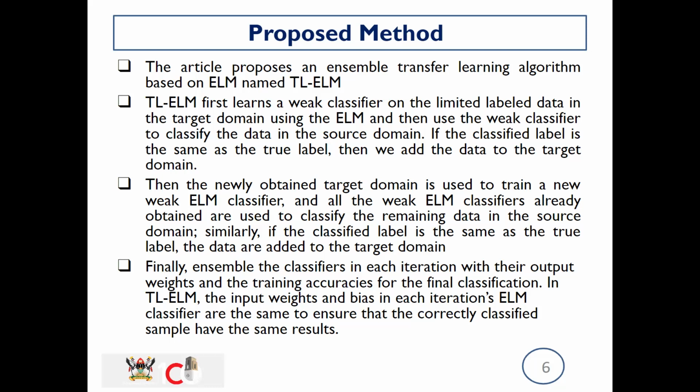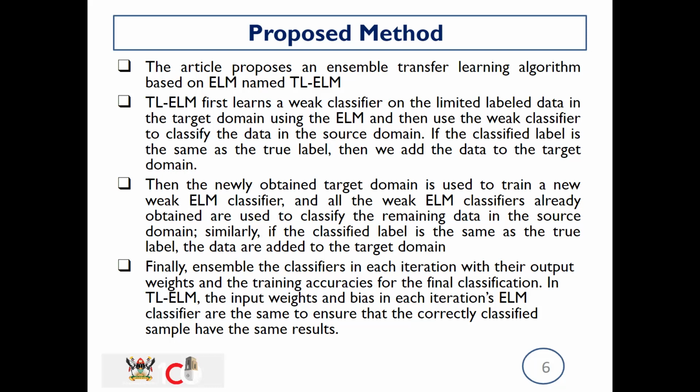The newly obtained target domain is used to train a new weak ELM classifier, and all the weak ELM classifiers already obtained are used to classify the remaining data in the source domain. If the classified label is the same as the true label, we also add that data to the target domain itself. We keep on repeating this process. Then finally, we assemble the classifiers in each iteration with their output weights and accuracies for the final classification, as we are going to see in the flowchart.